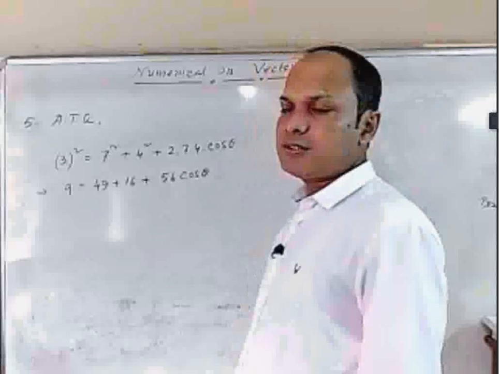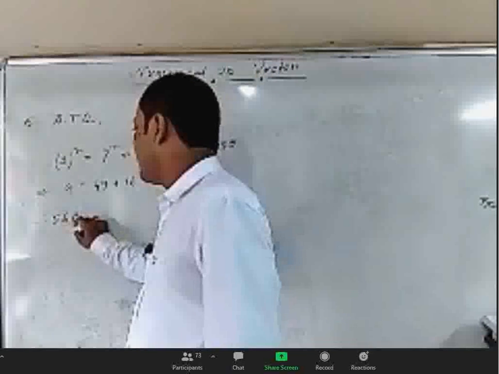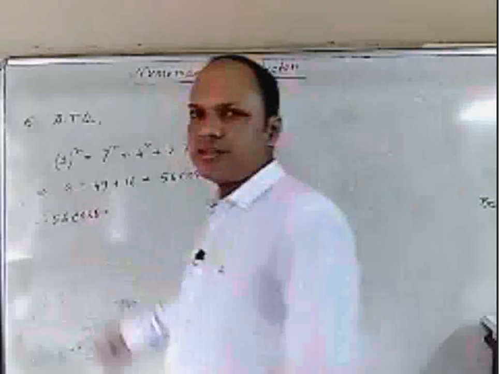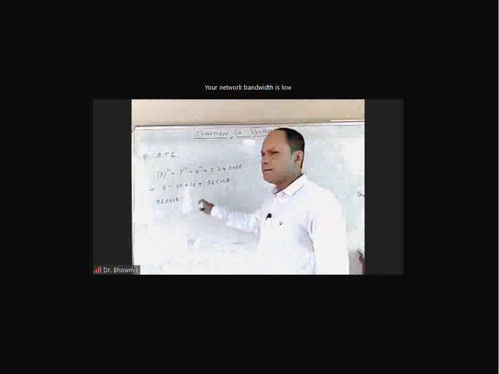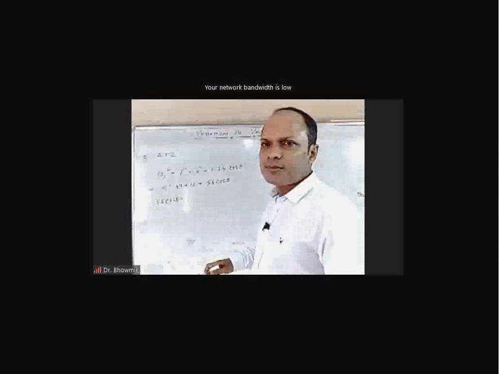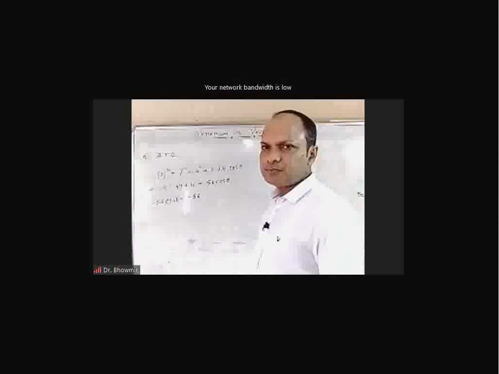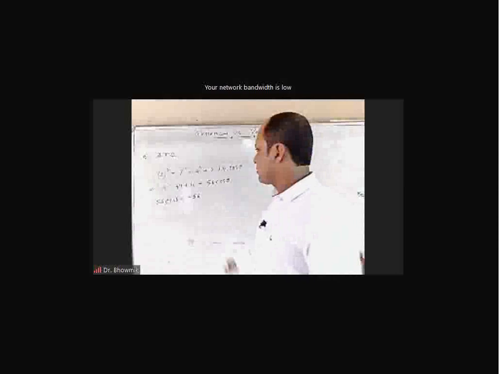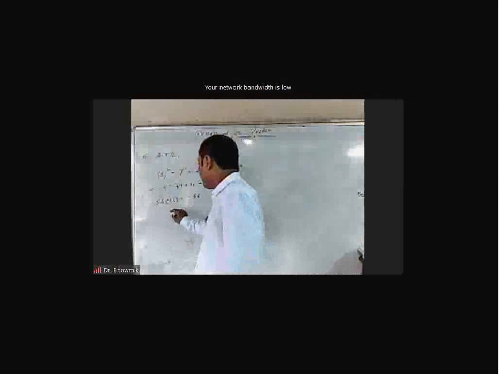Am I right? Therefore, who can tell me earlier? 56 cos theta equal to, what should I write? Minus 56. Is it? 56 cos theta equal to minus 56. Therefore, cos theta equal to what? Minus 1.